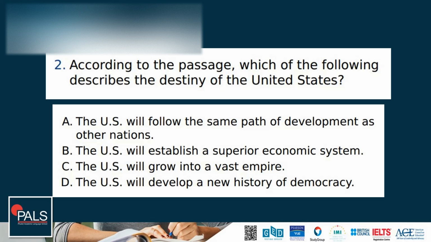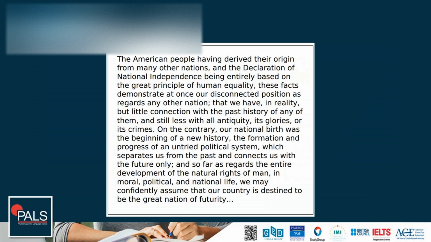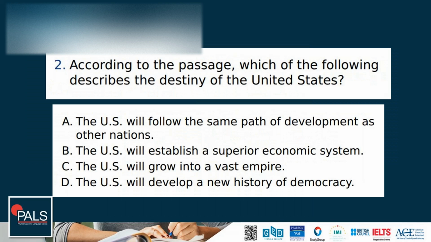Okay, moving on to the next one. According to the passage, which of the following describes the destiny of the United States? So if you've read that passage already, I'm going to give you a chance. Here you go. Pause the screen, read it again. Now you could pause the screen and read these answers, A, B, C, D. So A, the U.S. will follow the same path of development as other nations. B, the U.S. will establish a superior economic system. C, the U.S. will grow into a vast empire. Or D, the U.S. will develop a new history of democracy.